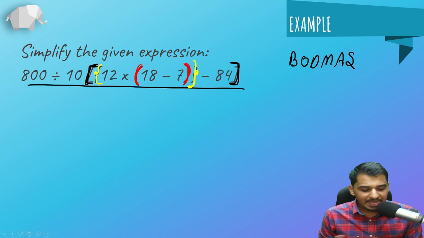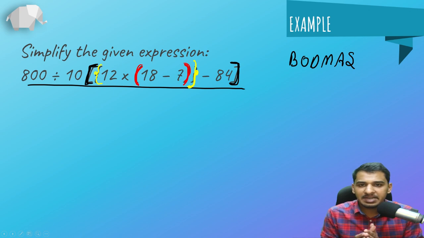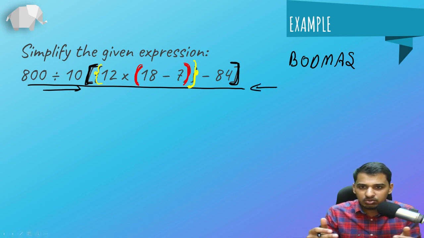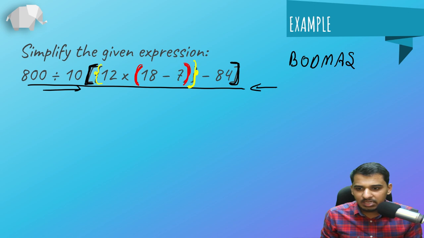So now if I apply BODMAS, the question arises which bracket I have to solve for. The answer is that you will have to solve for the outermost bracket. First, you will have to go inside the outermost bracket. So what is written inside the outermost bracket? This is the outermost bracket, the black one. So what has been written inside it?